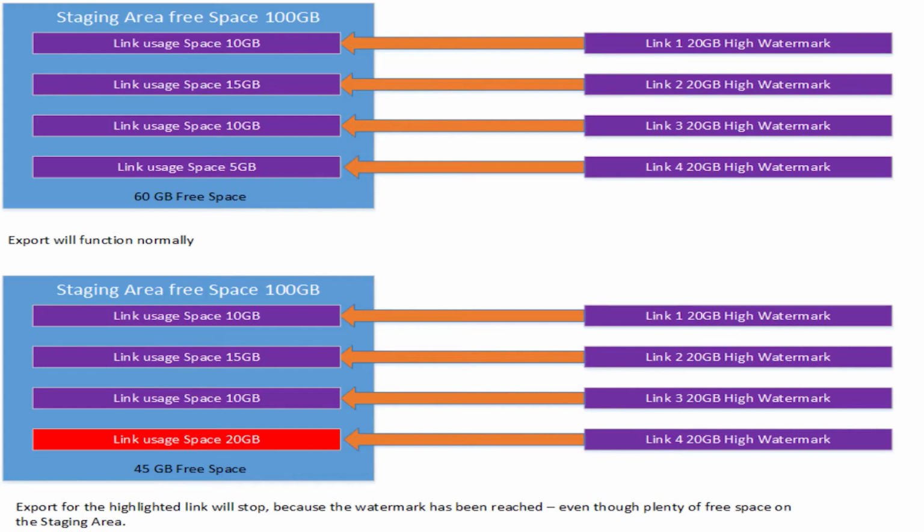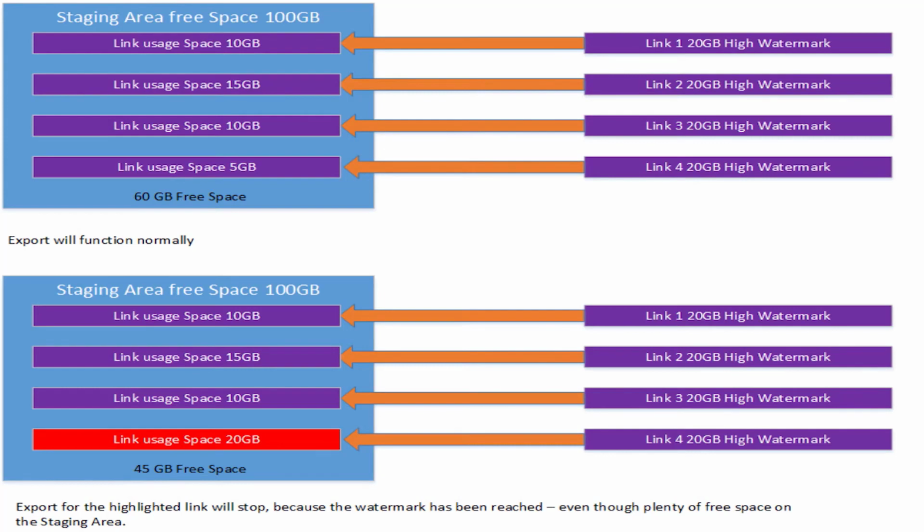Now let's move on to the example at the bottom of the screen. In this section, the 4th link has reached 20 gigabytes used on disk. That is the configured high watermark. So in this situation, even though there is still 45 gigabytes of free space in the staging area, exports will stop, but they'll only stop for that link. It's a balancing act, and something that comes with experience. And of course it's something that you can change during the course of the project if the need arises. The main aim is to keep things moving.